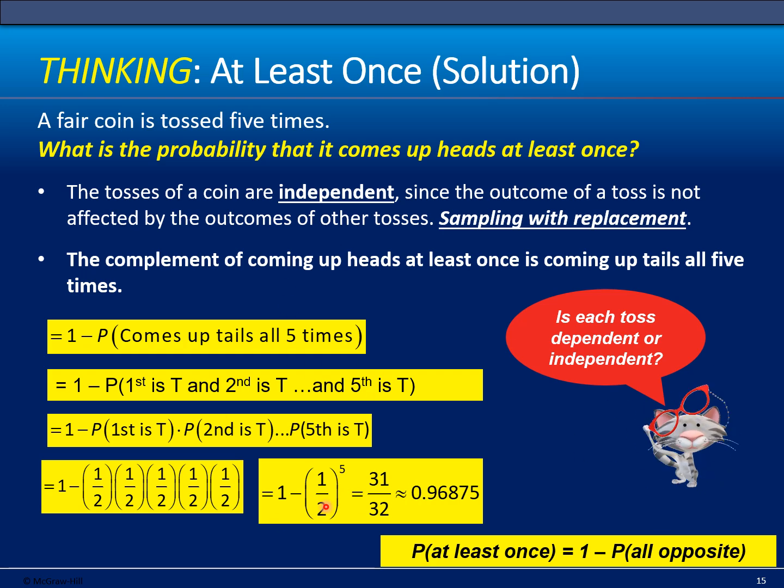or 31 over 32, which is 0.96875. So again, the probability of flipping a coin 5 times and getting at least one head is very high, 0.96. This is close to 1. 0.97, really, 97% of the time, at least one of those coins is heads. You can see it's a very small percentage that we would flip a coin 5 times and actually get all the same, and that would be 0.03 something, so 3% of the time. All right.